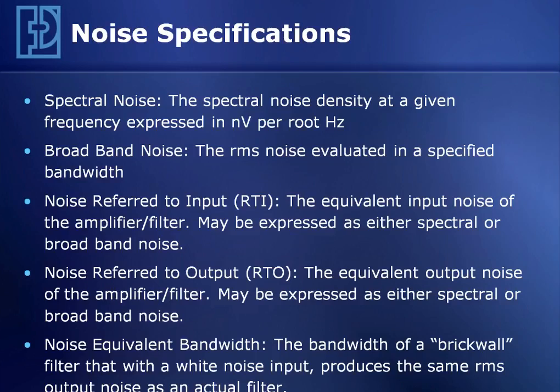The noise referred to the output is noise that's present on the output that's independent of the channel gain, so it's always there whether we apply a unity gain or a gain of 1,000. And that's also expressed either as spectral or broadband noise. There's something called the noise equivalent bandwidth that compares the actual filter that we're using to one of a brick wall filter.